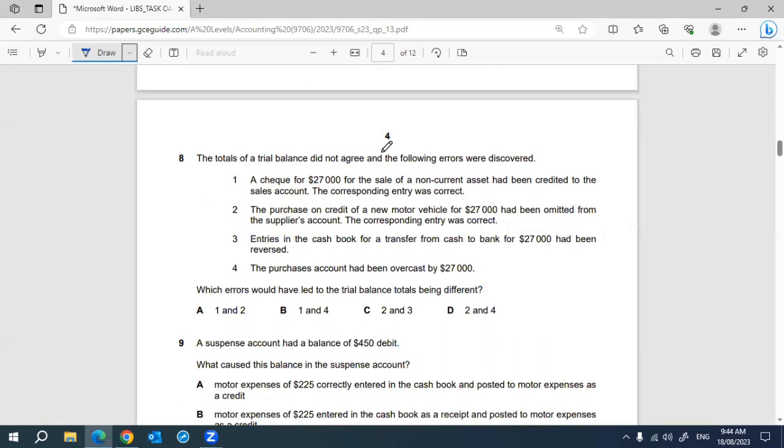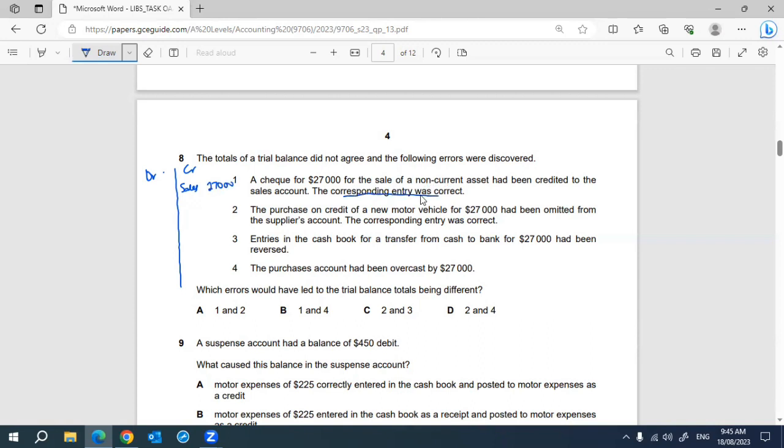The totals of a trial balance did not agree, and the following errors were discovered. A check for 27,000 for the sale of non-current assets had been credited to the sales account, and the corresponding entry was correct. Okay, what this actually means is we sold a non-current asset and we credited it to the sales account. We only credit the sales account if you're selling inventory, whereas a non-current asset is an asset. So we should not have credited the sales account, but we did.